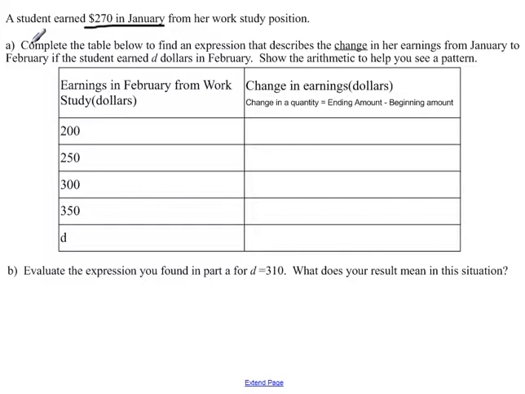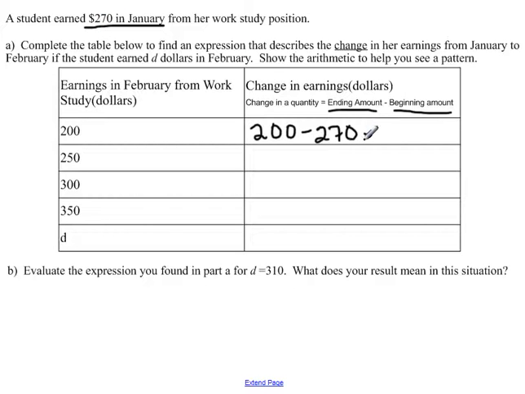So let's turn our attention to Part A, complete the table to find an expression that describes the change in her earnings. Remember, anytime we want to find the change in a quantity, it's the ending amount minus the beginning amount. Here, because we're talking about the months January and February, February will be the ending amount and January will be the beginning amount. So to find the change, we take the ending amount, which is 200, and we subtract the beginning amount. Now notice the beginning amount is always going to be 270 because the amount that she earned in January is set. That part's not going to change.